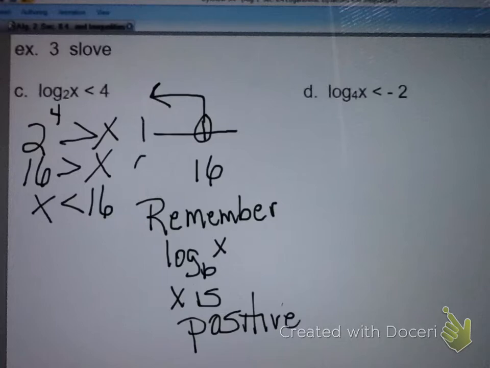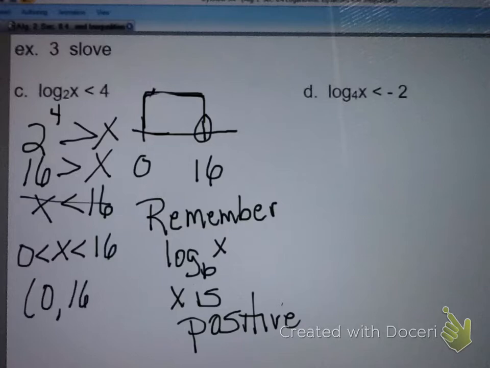So, when will it start being negative? At 0. So we cannot go past 0. So this is saying x is between 0 and 16. And then we put it in interval notation, which is 0 to 16 with parentheses.